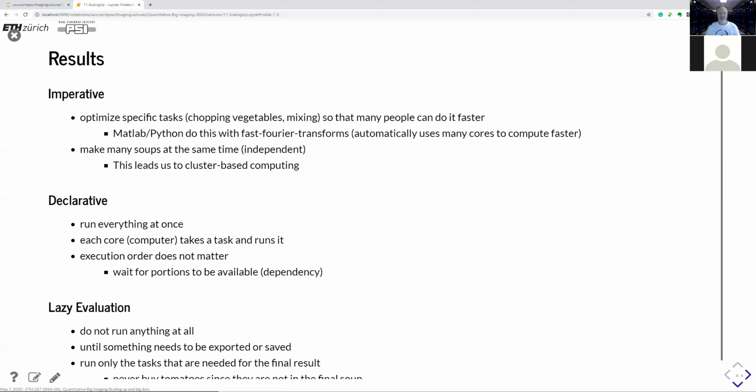In the imperative, you can optimize specific tasks. You can say the chopping of vegetables can be done this and that way, and the mixing can be done in this way, so that people can do it faster. An example is computing the fast Fourier transform. That algorithm in MATLAB and Python automatically uses many cores, and of course the result is faster because the fast Fourier transform is really about splitting the tasks and then reducing them into something afterwards.